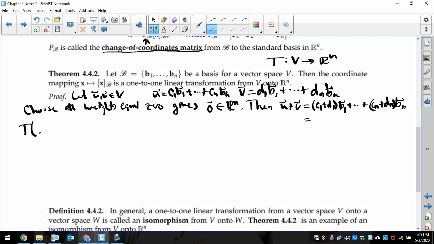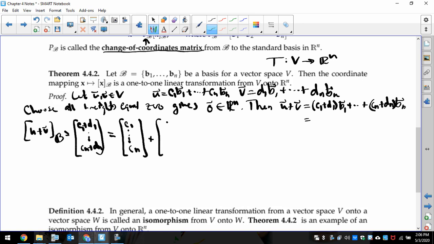So we want T of u plus v is equal to T of u plus T of v. Okay, so what we want to do is the b coordinates of u plus v, so we'll use a script b, is equal to the real vector c1 plus d1 all the way through the weights of cn plus dn, which can be regrouped c1 through cn, d1 through dn, which gives me the b coordinates of u plus the b coordinates of v.